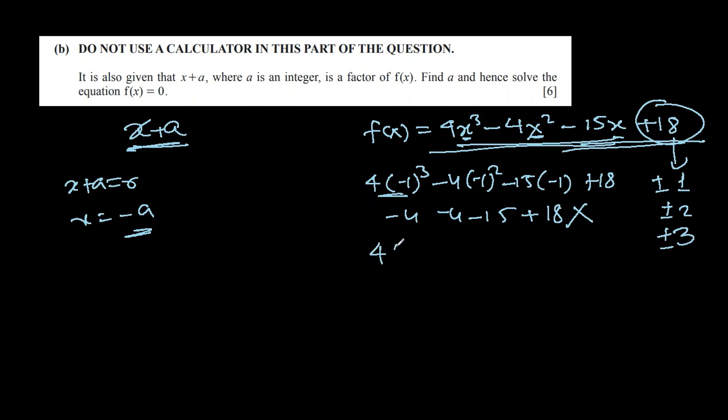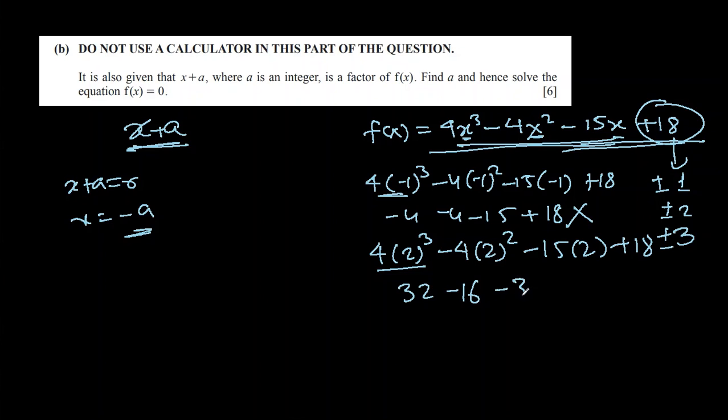Let's go to plus 2. 4 times 2 cubed minus 4 times 2 squared minus 15 times 2 plus 18. It becomes 8 times 4, 32, minus 4 times 4, 16, minus 32 plus 18. Almost there. These two cancel, but they don't give us a 0.